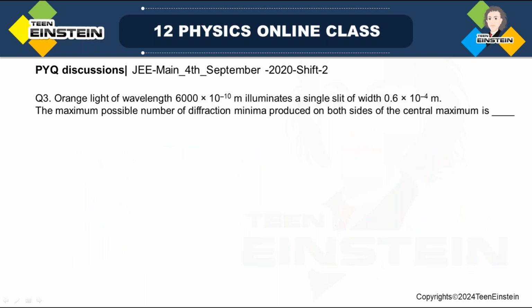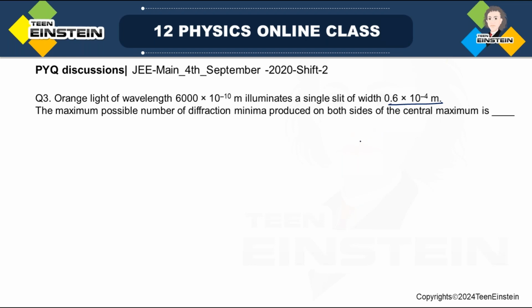Let us go to the next problem. So this problem says orange light of wavelength 6000 angstrom, 6000 times 10 to the power minus 10 meter, illuminates a single slit. Find the maximum possible number of diffraction minima produced on both sides of the central maximum.